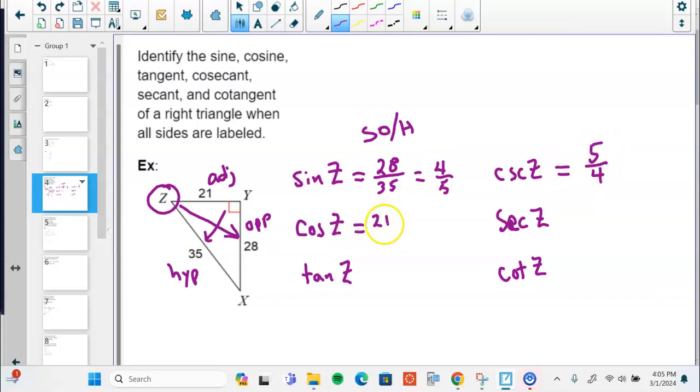Cosine of Z is the adjacent over the hypotenuse. That reduces to 3/5. Secant of Z is going to be the reciprocal of the cosine, so we have 5/3. Tangent is opposite leg over adjacent leg, so 28/21, which is going to reduce to 4/3. And the cotangent is the reciprocal of the tangent, so it's 3/4. And that is the answer, or answers.